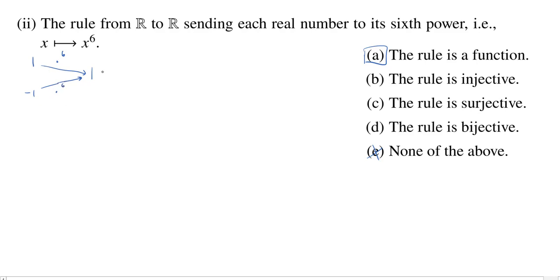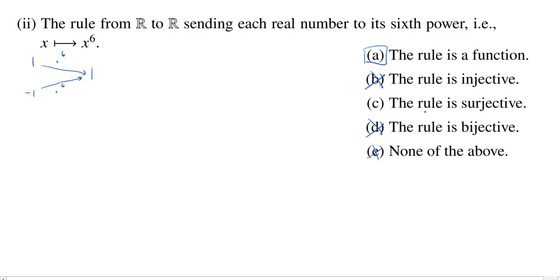Which means we have a collision at 1, right? There are 2 different inputs which give you the same output, right? Or if you like, from the codomain side, I have one dot, and there are two arrows going into it. So this tells me the function is not injective. Of course, once it's not injective, it can't be bijective.